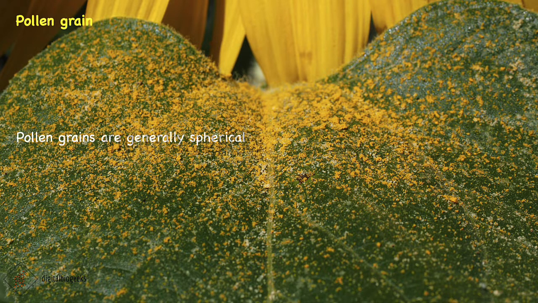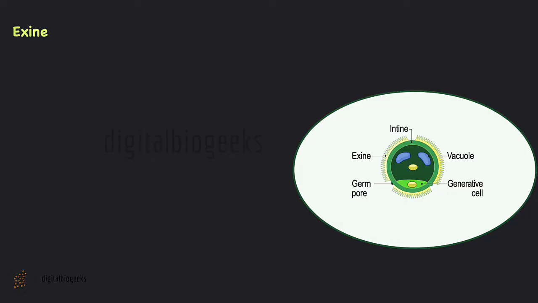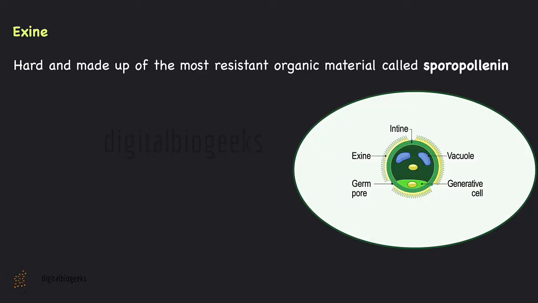Pollen grains are generally spherical. The diameter may range between 25 to 50 micrometers. Pollen grain has a prominent 2-layered wall. The outer wall is called the exine and inner wall is called intine. The outer layer, exine, is really hard and made up of the most resistant organic material called sporopollenin.